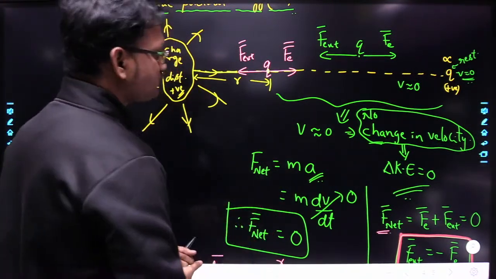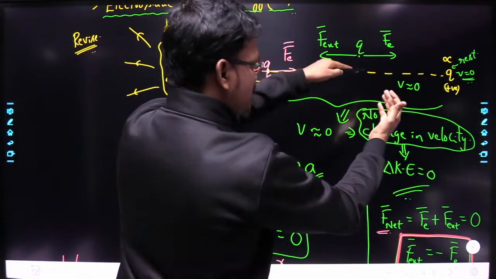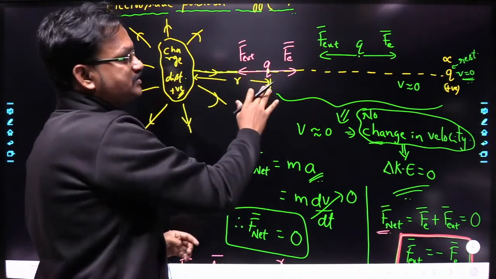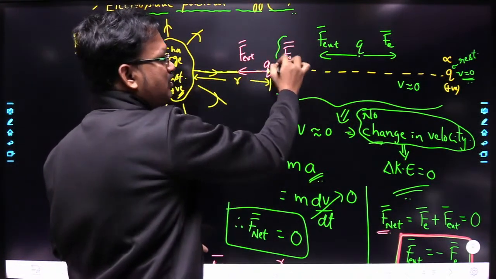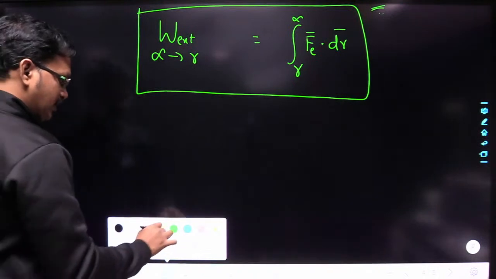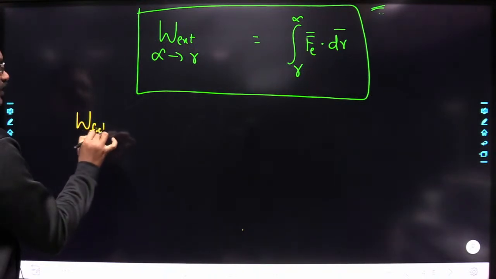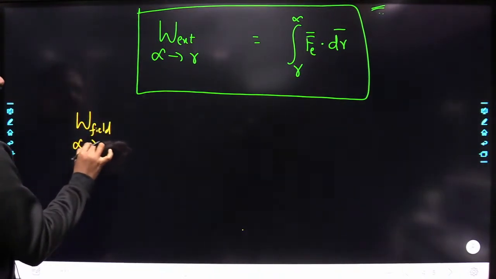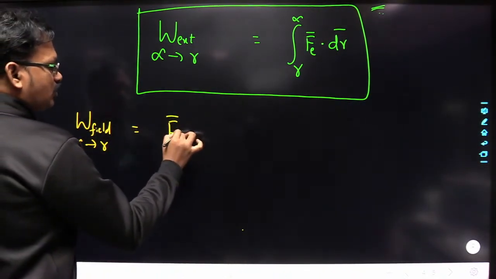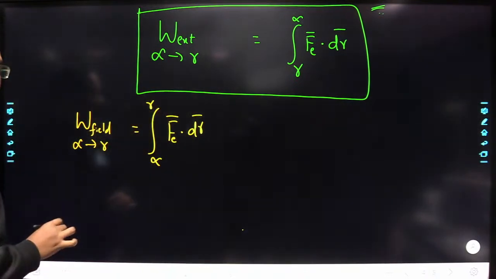Understood? So here, whenever the charge is moving in this direction, the electrical field force is acting in this direction and the displacement is in this direction. Now you want to determine the work done by the field. How can you write it? Tell me. If you want to determine the work done by the field while moving the charge from infinity to R, this is equivalent to F electrical dot dr bar, with the charge moving from infinity to R. So this is the work done.